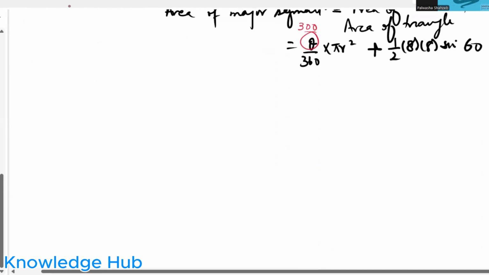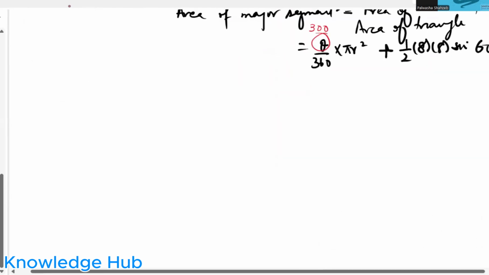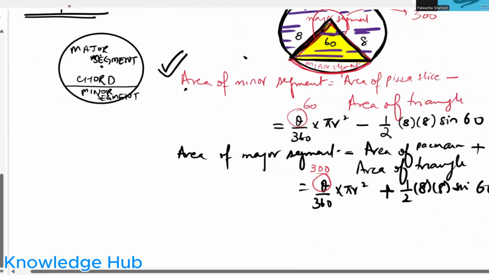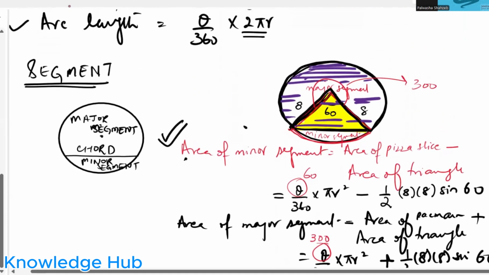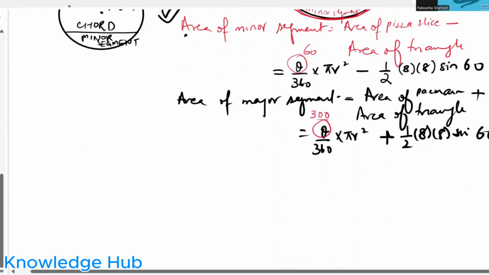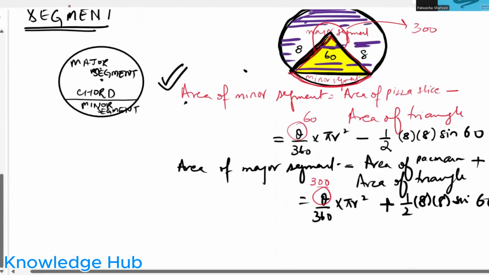All right. So we are done with the 2D shapes, right? We are done with the 2D shapes. So for 2D shapes, we are done with squares, rectangle, triangle, parallelogram, rhombus, circles, semicircles, quadrants, sectors, and then segments. In the next video, I'll be discussing all the 3D shapes.